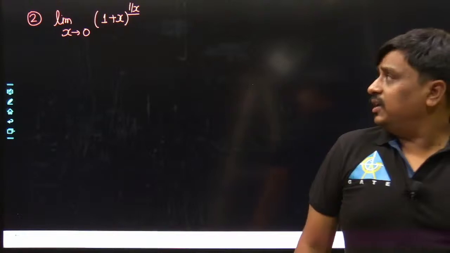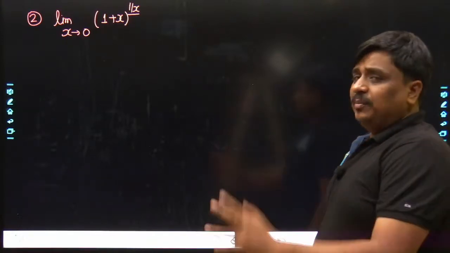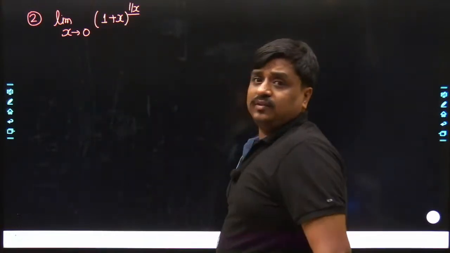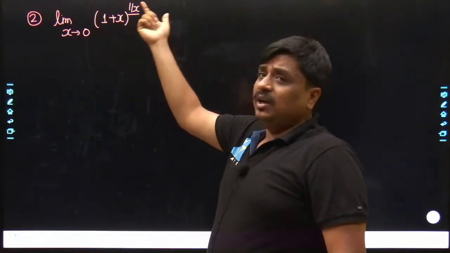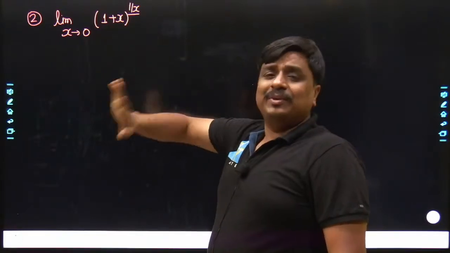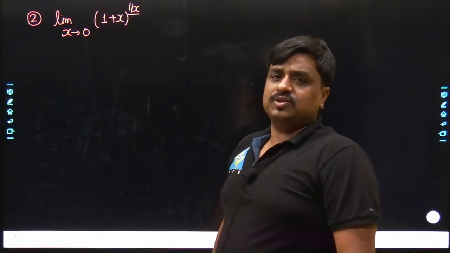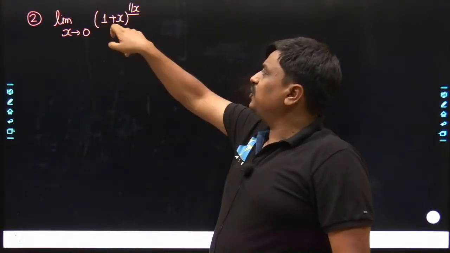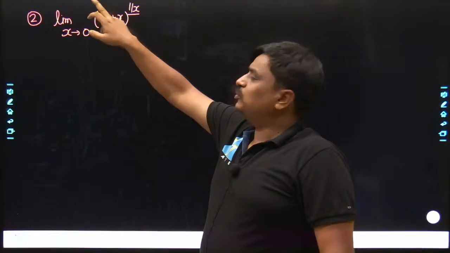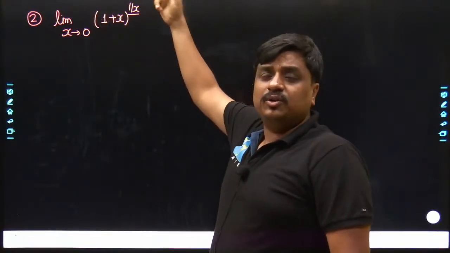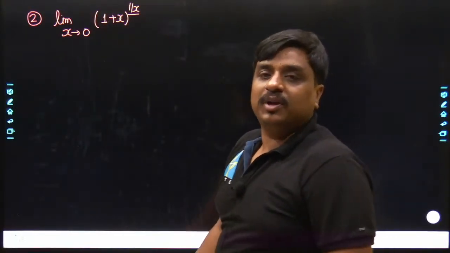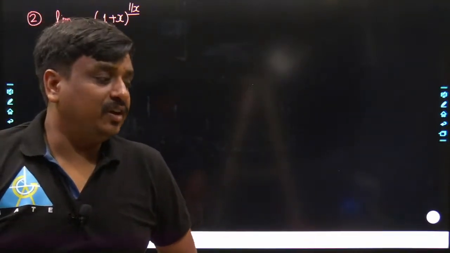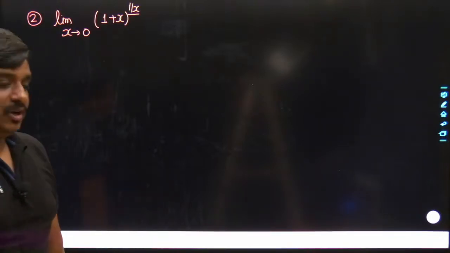And once you feed x tends to 0, as we discussed in the first slide, when you have a function f of x raised to g of x, and let's take both functions as continuous, at least 1 plus x is continuous at x equals 0. There is no doubt as such. So obviously you can simply feed x equals 0. Once you feed x equals 0, definitely this becomes 1, and in its power the value is going to be infinity. And as we have seen earlier, 1 raised to infinity is an indeterminate form.